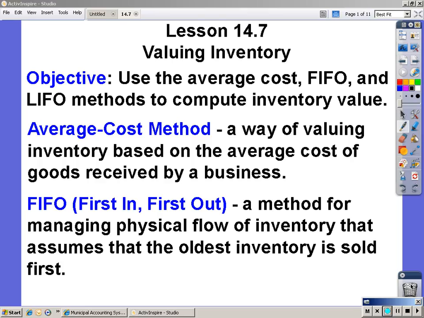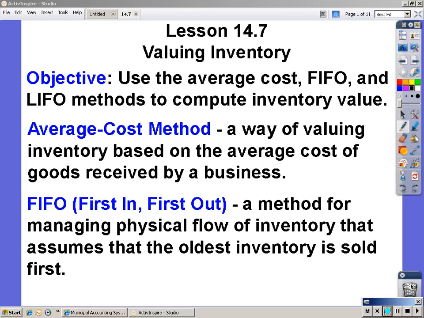Okay, lesson 14.7, valuing inventory. Your objective today is to use the average cost, FIFO, and LIFO methods to compute inventory value. The first method we will use is the average cost method, which is a way of valuing inventory based on the average cost of goods received by a business. It's the simplest form to use, but also the least accurate.